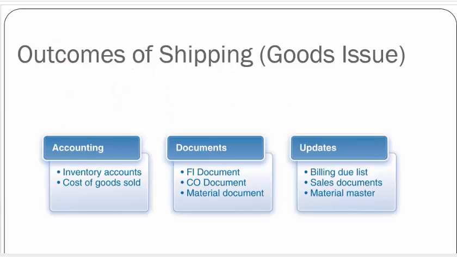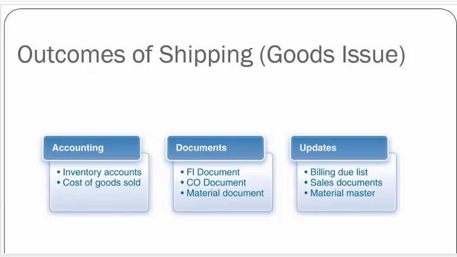So summary of what we have said. Inventory will have to reflect on the post of goods issue, because now, even though they have left the warehouse, so there is a decrease in inventory. Cost of goods sold will also be updated to show the goods that have been sold. So that's the accounting.